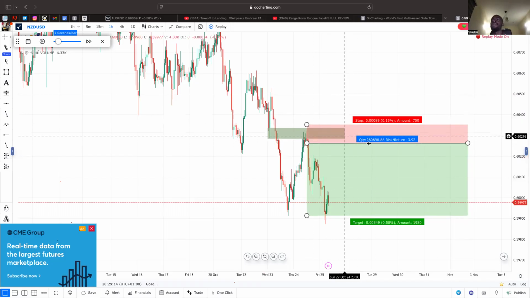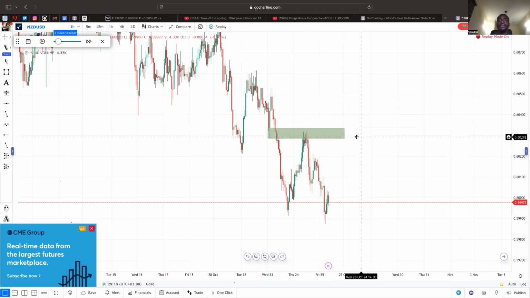Anybody has any question regarding this trade? Any question? Okay, in the absence of any question, let's take a look at the other setup we got.